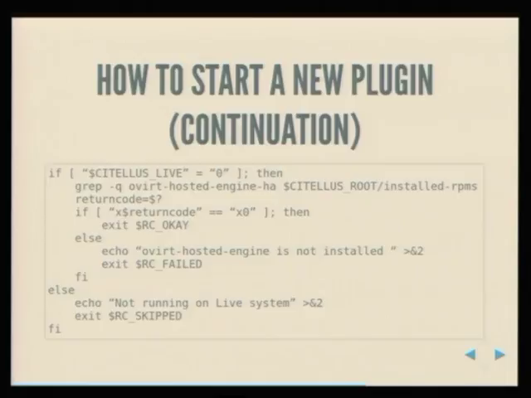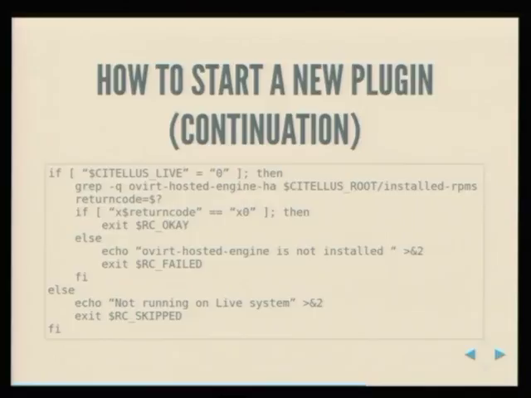So how will we do a test, for example, if we have ovirt hosted engine installed? On a sosreport, we will check against the installed RPMs file. If we are on a live system, we will, in this case, report that this plugin is not supported for running in live mode.